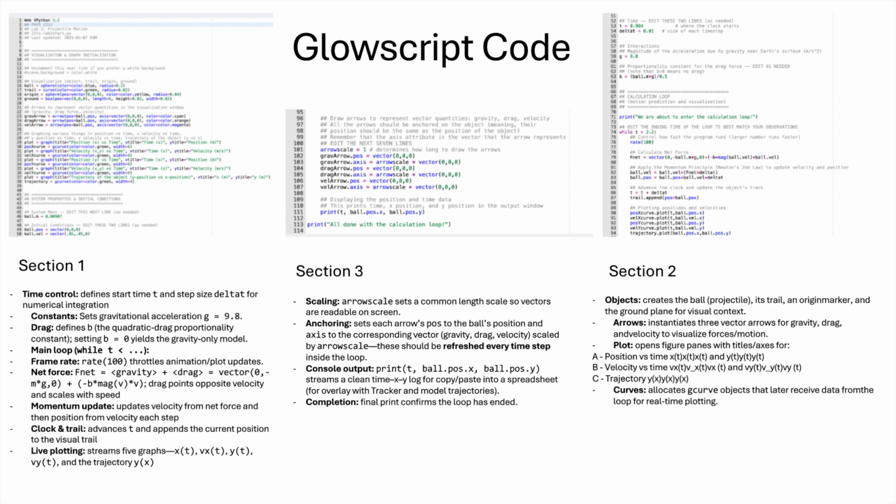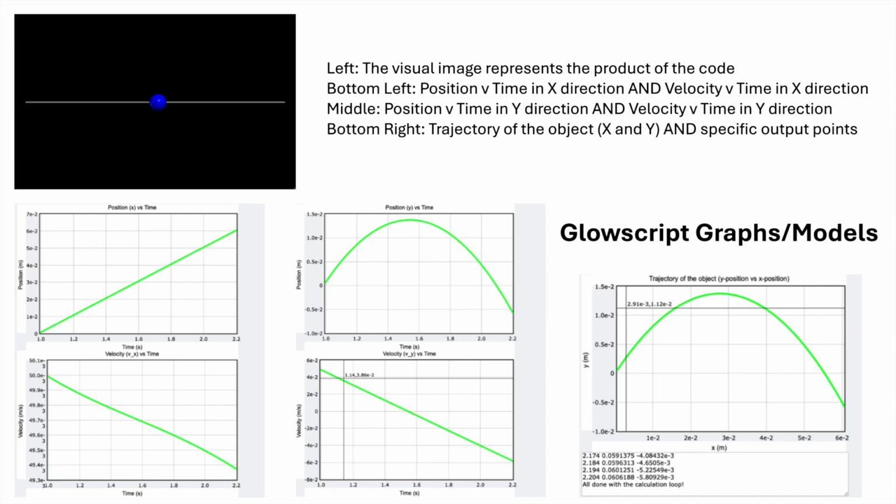Section 2, this is where the code starts to become the graphs it's going to make, and that's going to be shown in the next slide. And section 3 rounds that out by ending the code and creating a few more graphs. And so that's shown here. This is the culmination of the GlowScript code.